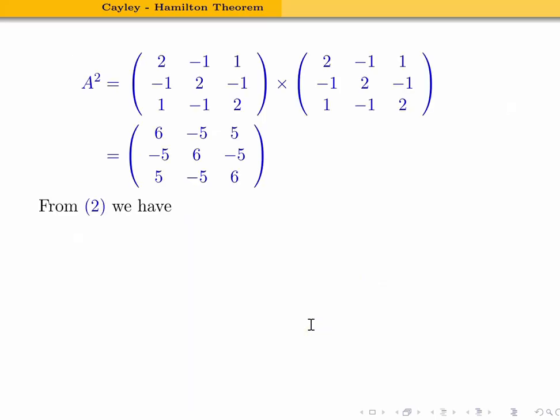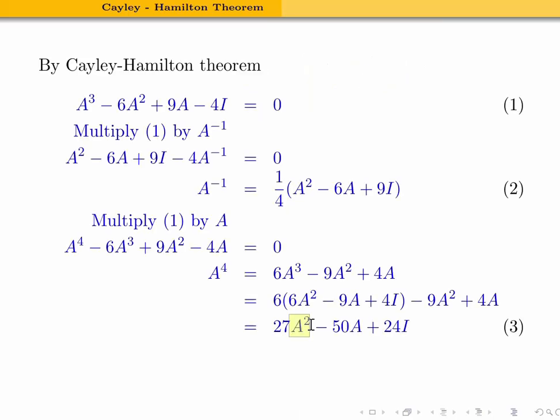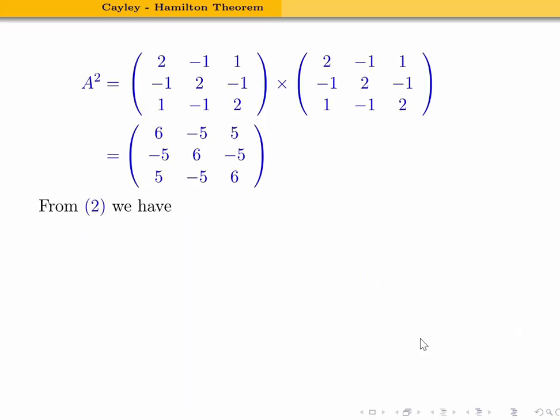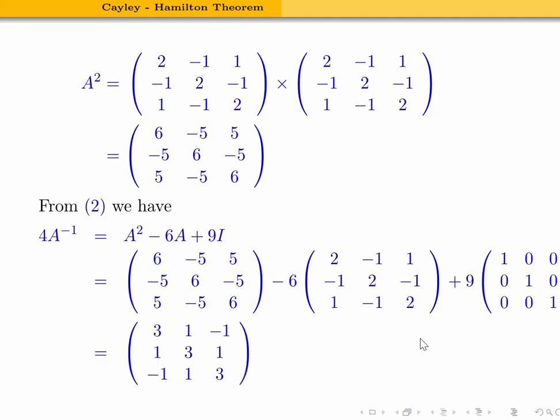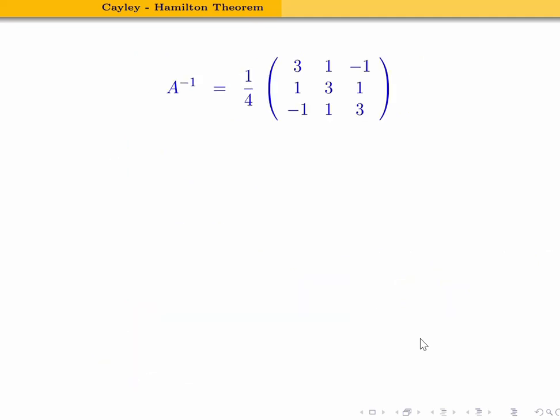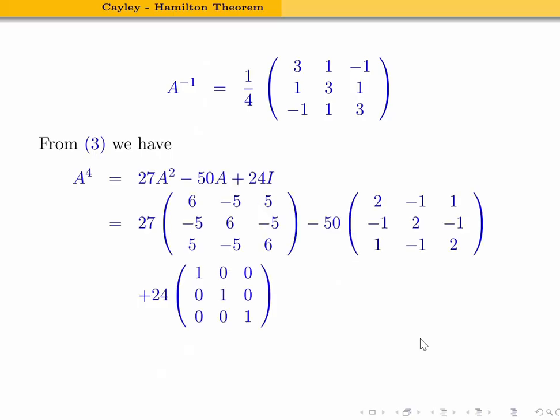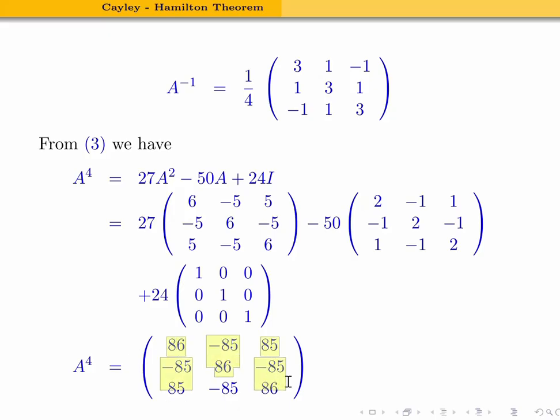Okay, so A into A is A square, so replace your A square in both the equations, equation number 2 and equation number 3. If you replace the A square, A and I, we will get A inverse. Similarly replace your A square, A and I, we will get A power 4. So A inverse is equal to 1 by 4 into the matrix. Similarly A power 4 is equal to these entries, this is A power 4.